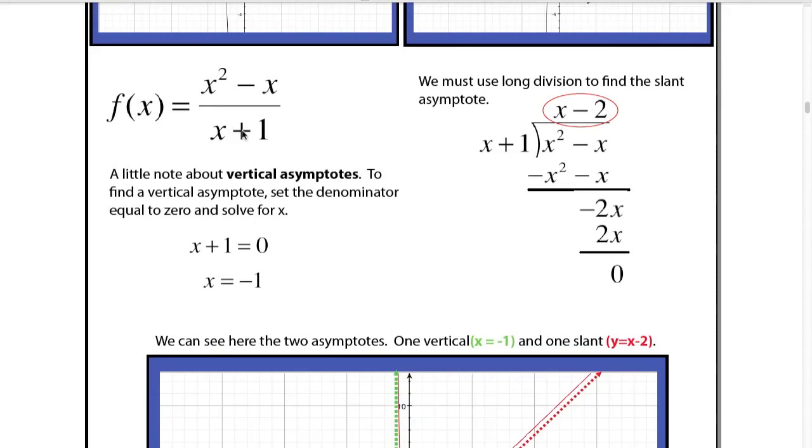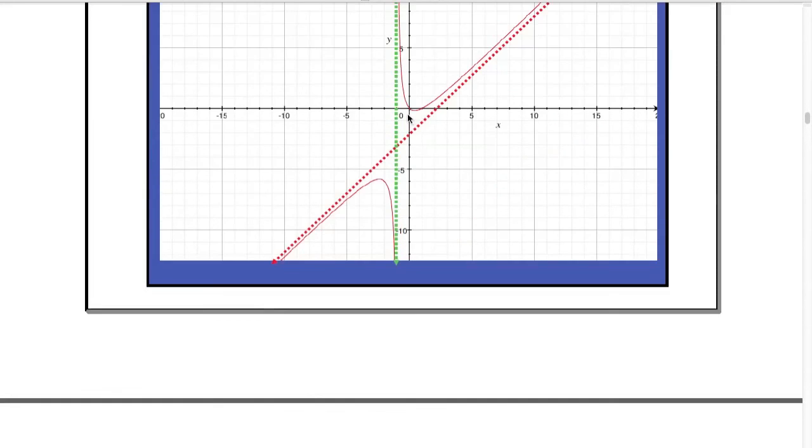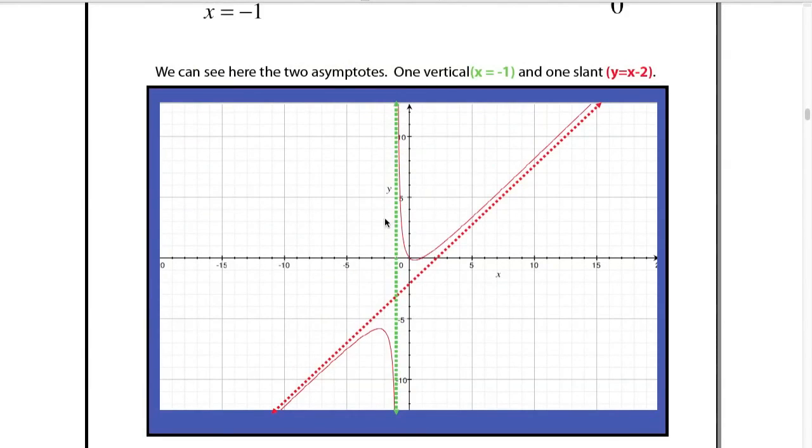So in this particular graph, I have no horizontal asymptotes because my degree is bigger on top. I have a vertical asymptote at x equals negative 1. And I have a slanted asymptote at y equals x minus 2. If we look at the graph, this is what it looks like. Vertical asymptote here at negative 1. A slanted asymptote at x minus 2.